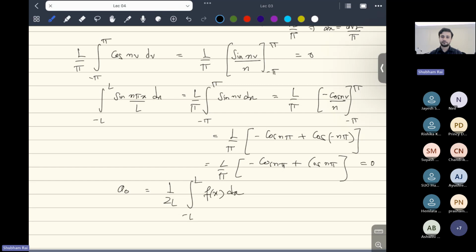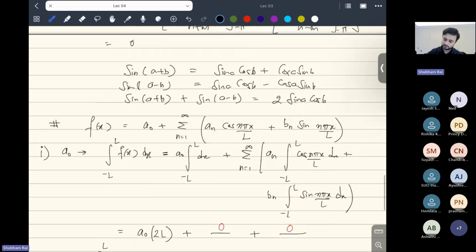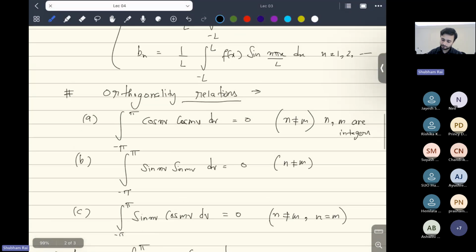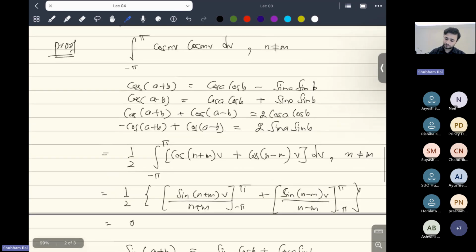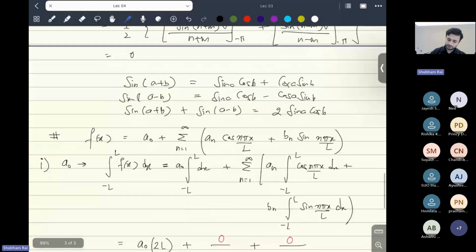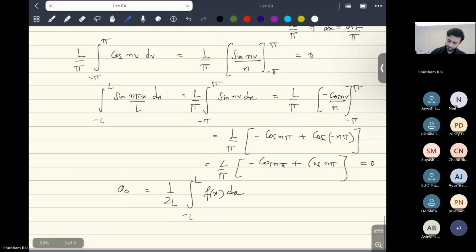So we have derived the Euler formula for a0, and now similarly we'll derive for an and bn. I'll derive for an and then you can derive bn on your own. For an, we multiplied this function with cos(n pi x by L) and integrated from minus L to L. So let's do that: we will multiply our periodic function with cos(n pi x by L).